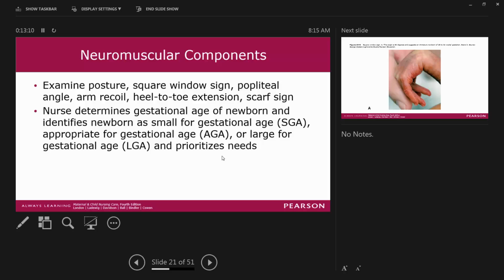Heel to toe extension is very similar to popliteal angle. We keep the baby on their back. We make sure their sacrum stays on the bed. We kind of spread their legs out to the side. We bend their knees up and we try to see how far we can get the heel to the chin. Okay? The further you can get the heel to the chin, the more preterm your baby is.